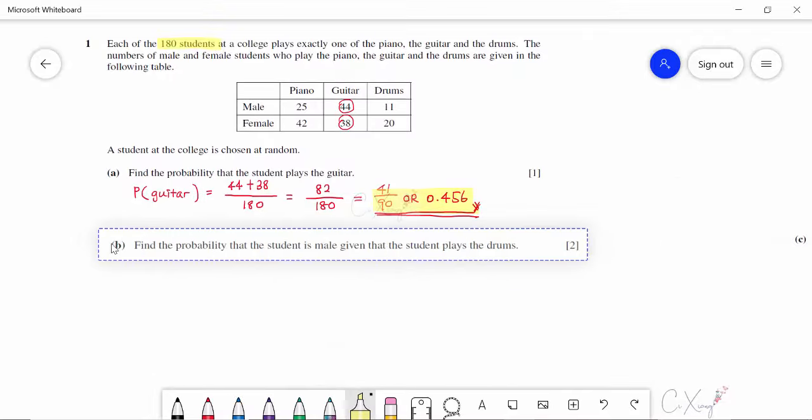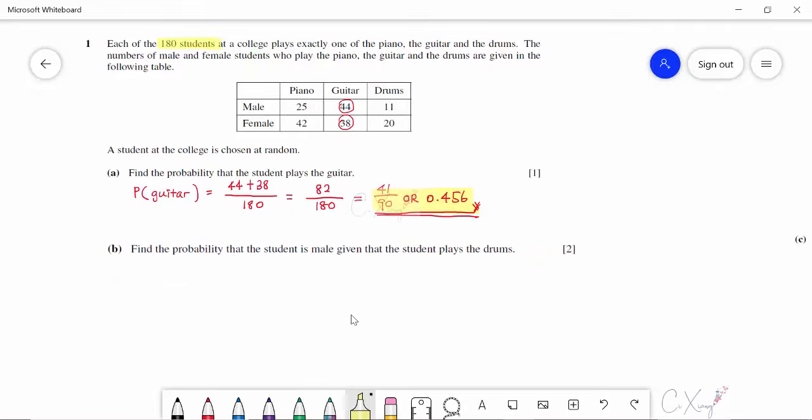For part B, they want you to find the probability that the student is male, given that the student plays drums. Highlight the words given that. When you see the words given that, it tells you that this is a conditional probability, and your symbol for conditional probability will look something like this, with a slash in the center. Given that, what is the event that we know first? The student plays the drums. We already know that, so you write it on the right hand side of the slash. They want to know the probability that the student is male, so you write male here. So this is a conditional probability.